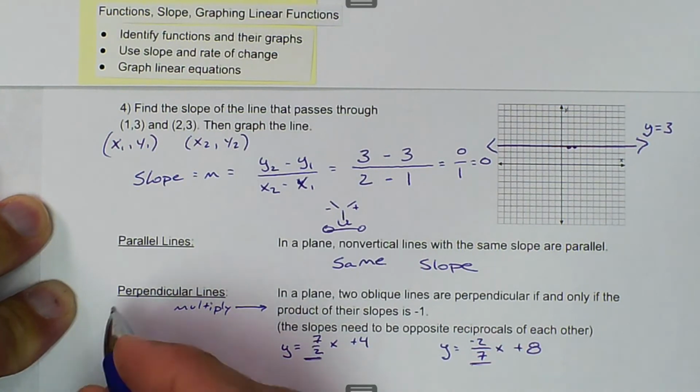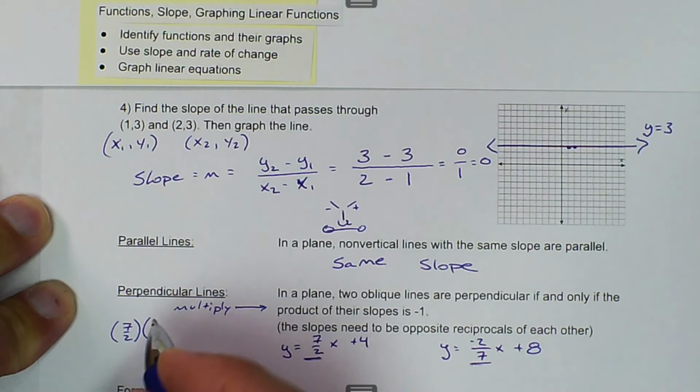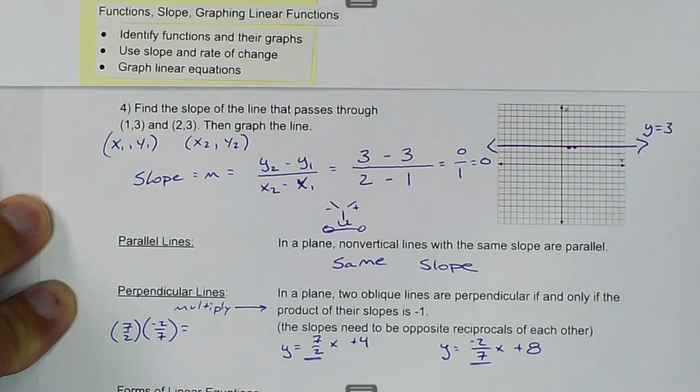So if I multiply the slopes, 7 over 2 and -2 over 7, if their product is -1, then they are perpendicular. So this is going to be -14 over +14, and that is equal to -1. So that's one way to tell if the slopes are perpendicular.